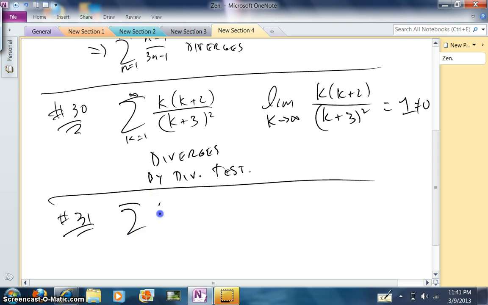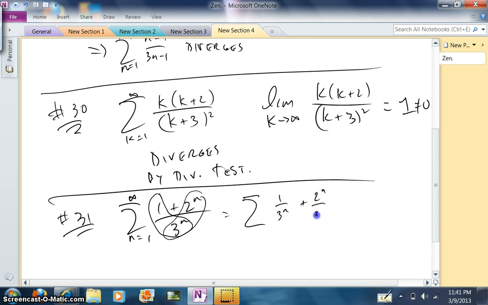Okay, number 31, a little intimidating because it's got powers that have variables in the power, so it's always a little bit uncomfortable. Okay, so there's our series. What I recognize here is that there's really two geometric series. There's this one and that one. So I'm going to first rewrite this as 1 over 3 to the n plus 2 to the n over 3 to the n. That's the first step.